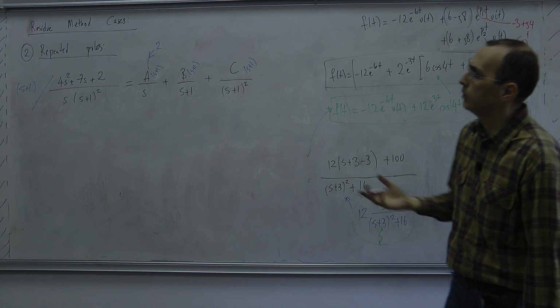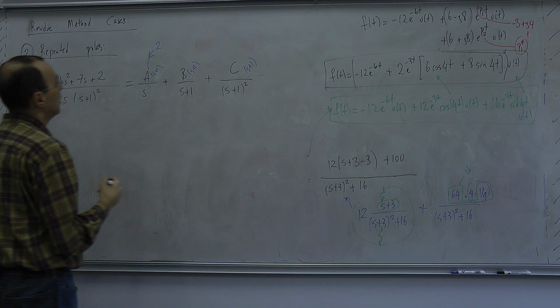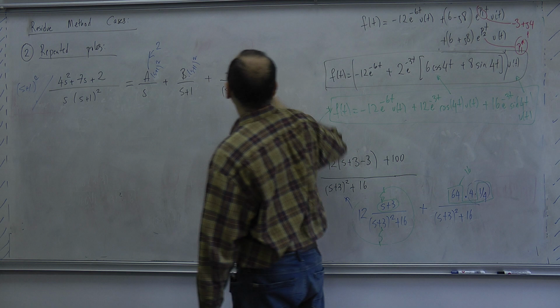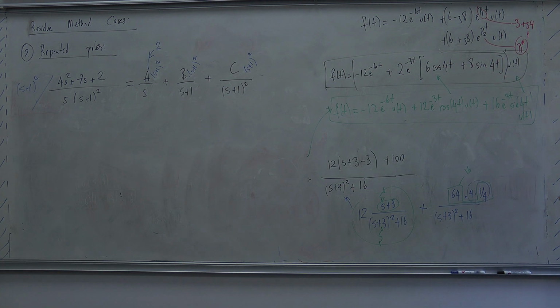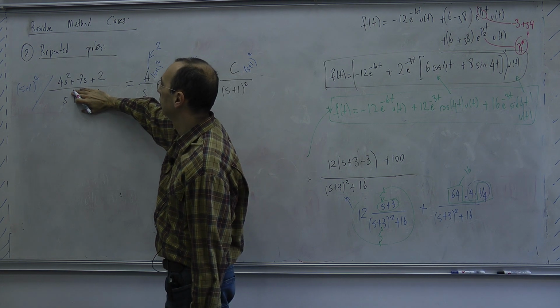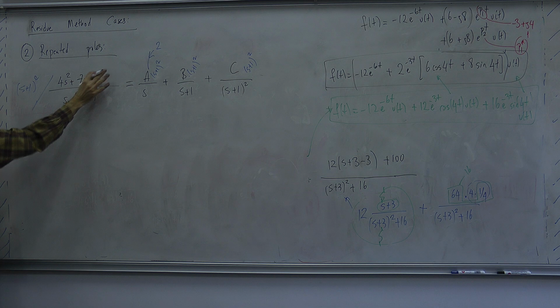So left hand side is not defined. So let's give it a try. If I multiply by s plus 1 squared, okay, now if I do the substitution, I perfectly cancel this term. So there is no pole at minus 1 right now. I can do the substitution.